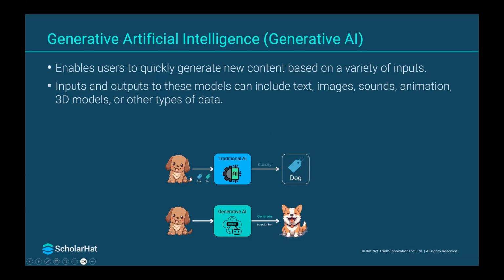Just taking the first example, this is my dog. I can also show the picture of the cat as well. In traditional AI, it labels it as a dog picture, a cat picture, or let's say a human picture. It's a classification we do in traditional AI.